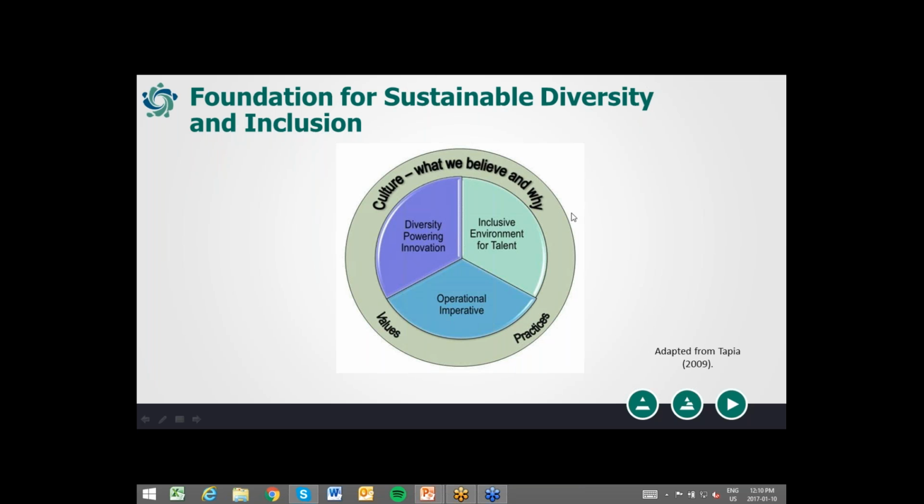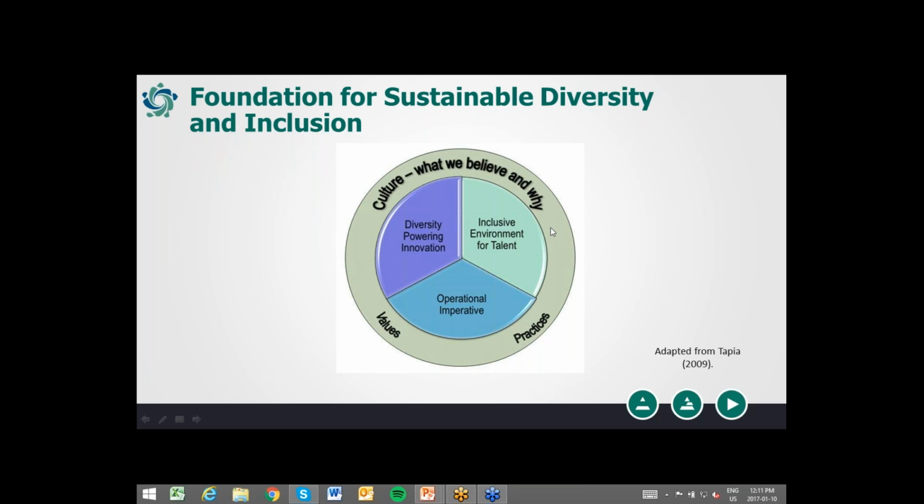Inclusive environment for talent is really about the talent business case, who does our work, and it is everything from recruiting, selection, et cetera, and I'll add a little bit more to each of these as, again, I'm giving you the high-level view. Operational is really how we run our business, and it is internal, and so is how do we leverage and integrate diversity into what we do day to day. So let me give you some examples, pop back up to each one and say a little bit more.